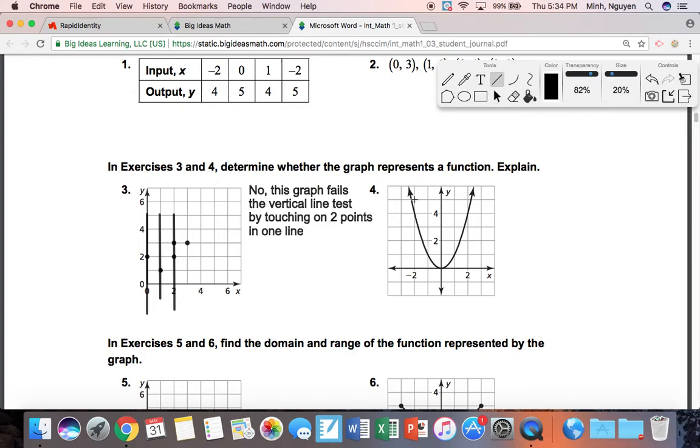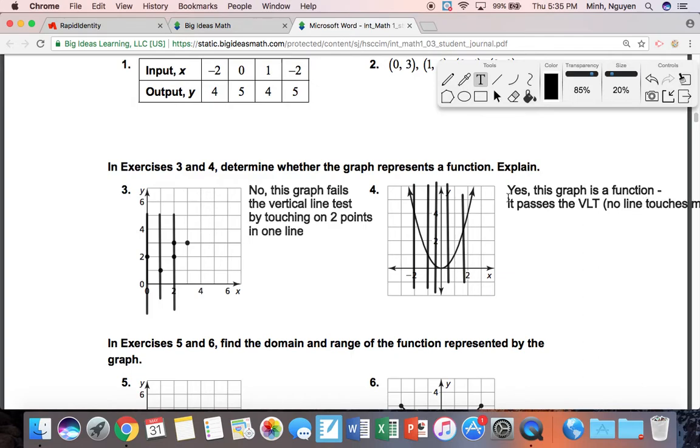Here, let's see, we have a line here that touches one time. We have a line here that touches one time. We have a line here that touches one time. We have a line here that touches one time. We have a line here that touches one time. And it should be apparent that none of those lines is going to touch more than once. So yes, this graph is a function. It passes the vertical line test. No line touches more than 1 point. And that's it.